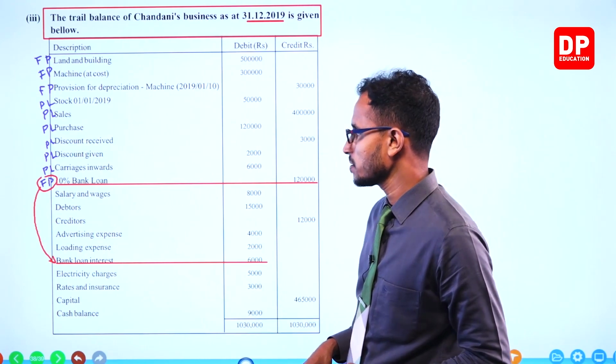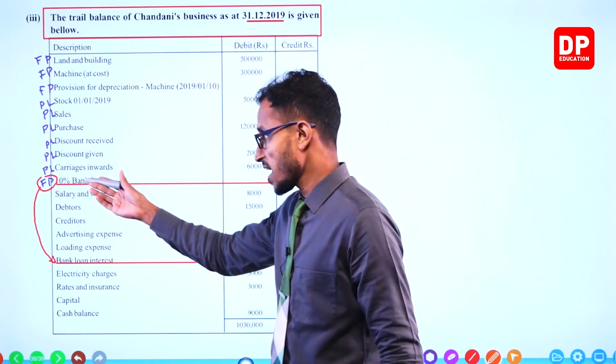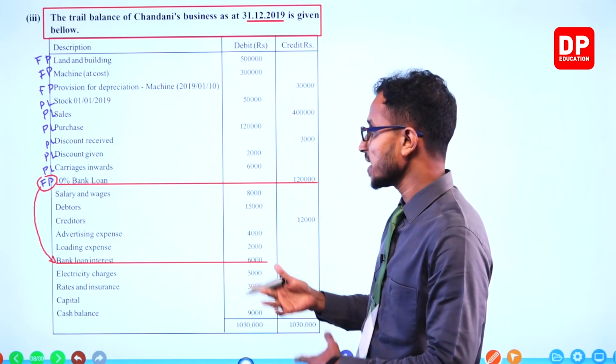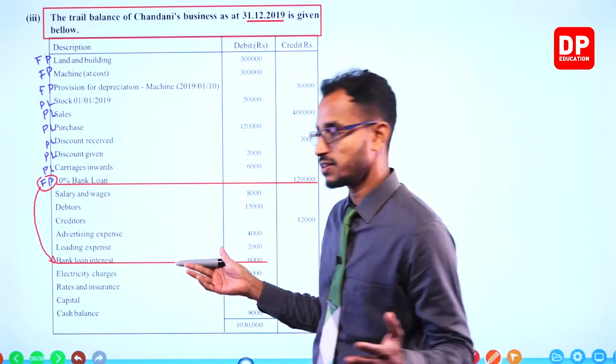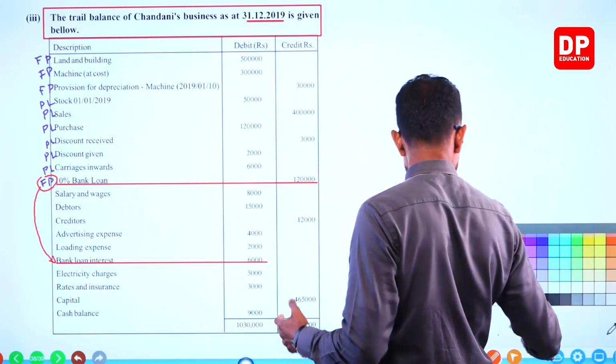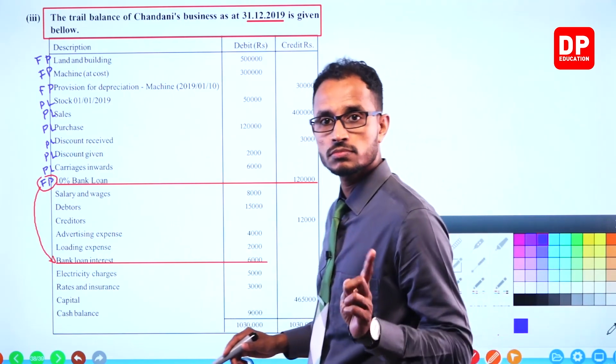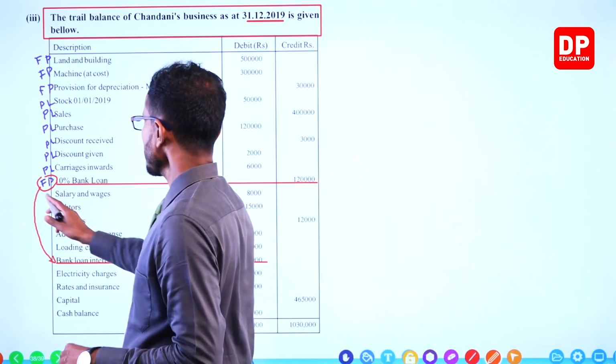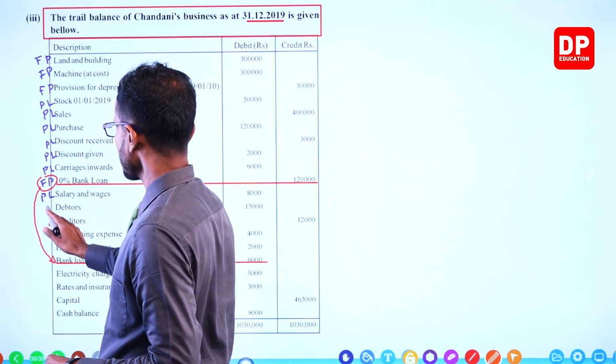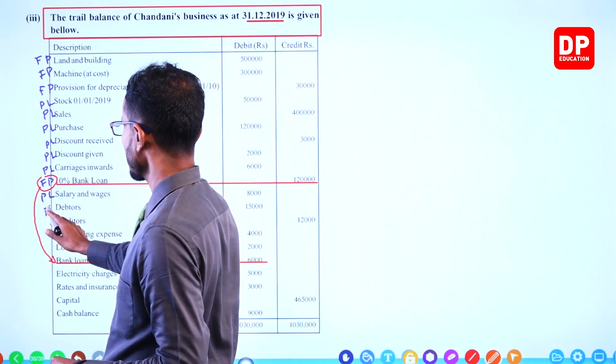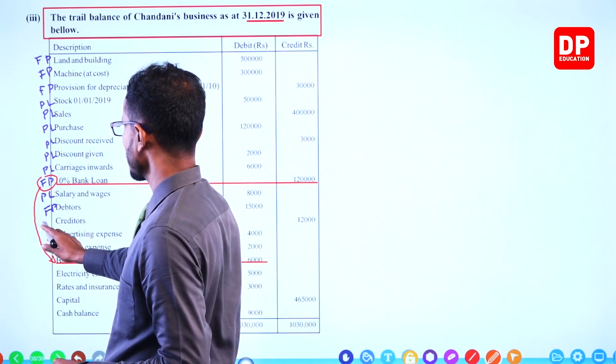Yeah, and there is an adjustment too. I have marked it very clearly. When we do it, we can do it. We're not going to do it now. Salaries and wages go to P&L, profit or loss. Debtors go to FP. Creditors go to FP.